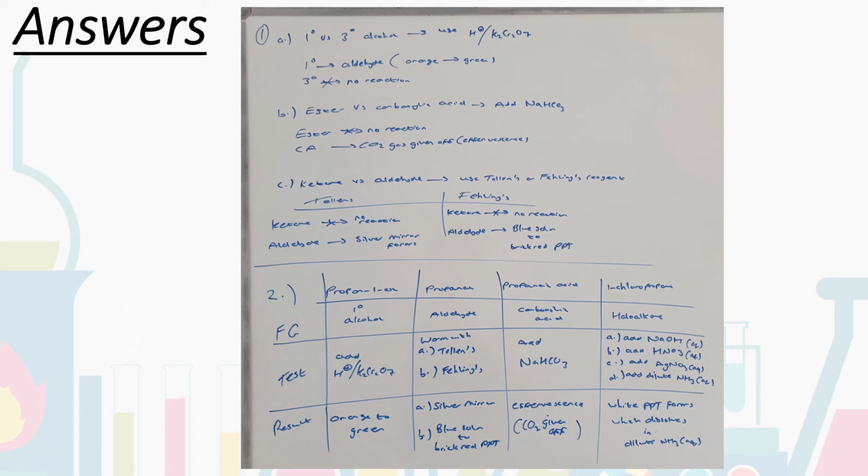The key thing is that we see carbon dioxide, CO2 gas, given off. This is effervescence. So we could tell which one was the carboxylic acid rather than the ester.